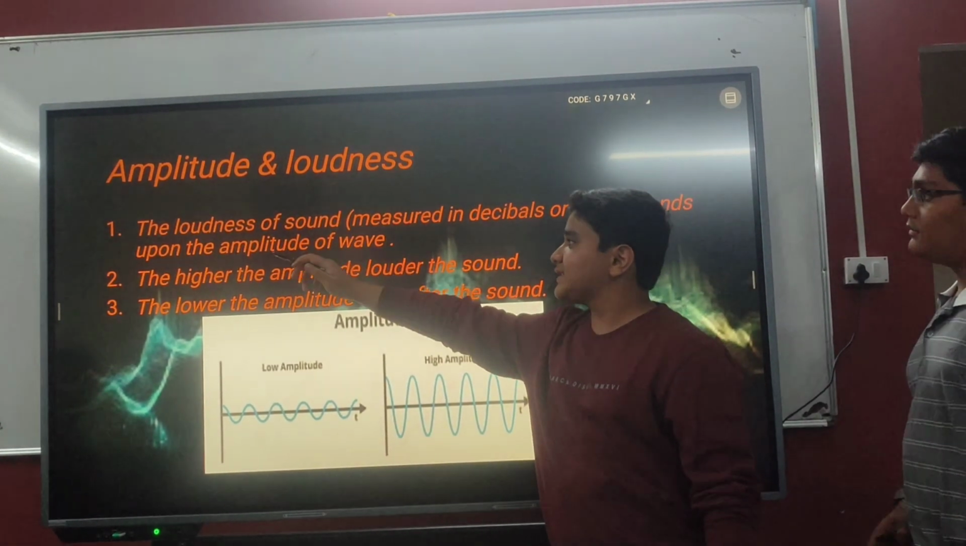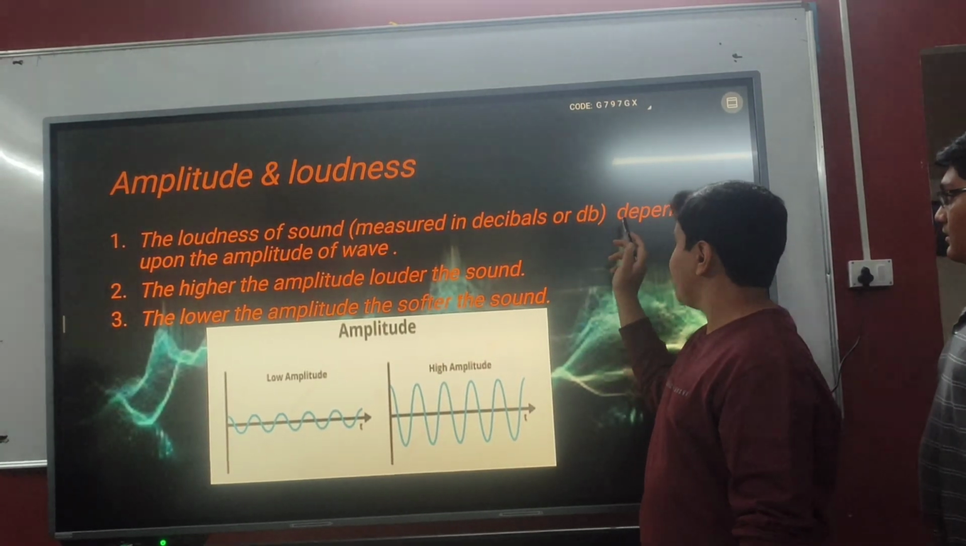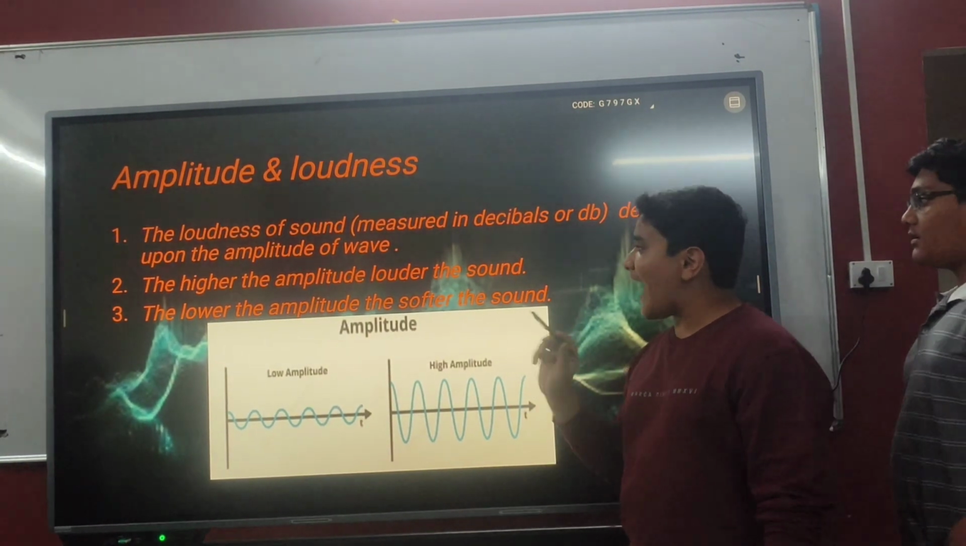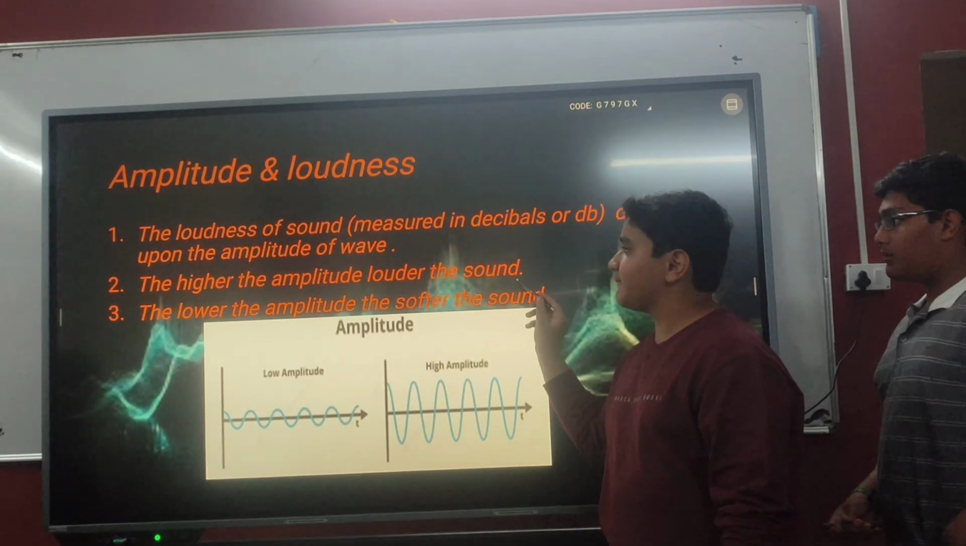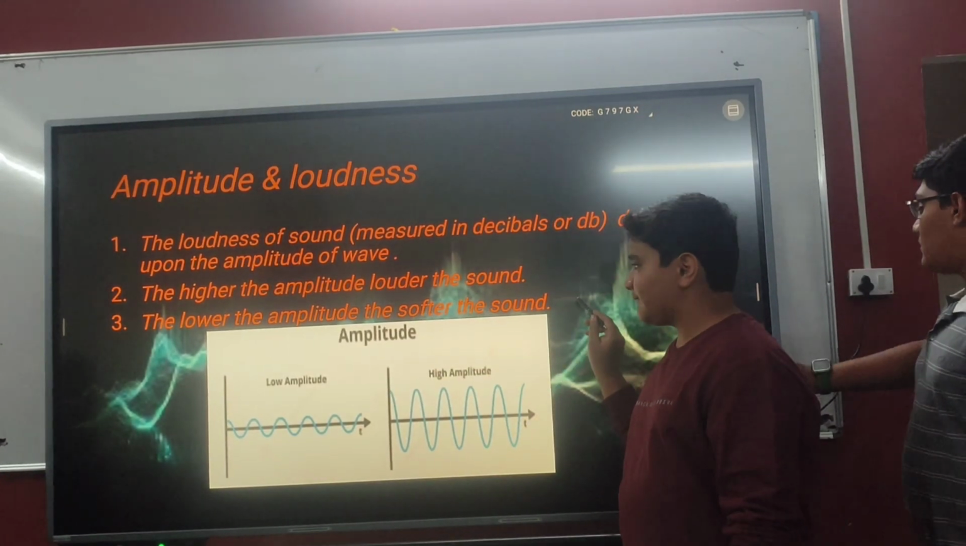Amplitude and loudness. The loudness of sound, measured in decibels or dB, depends upon the amplitude of the wave. The higher the amplitude, the louder the sound. The lower the amplitude, the softer the sound.